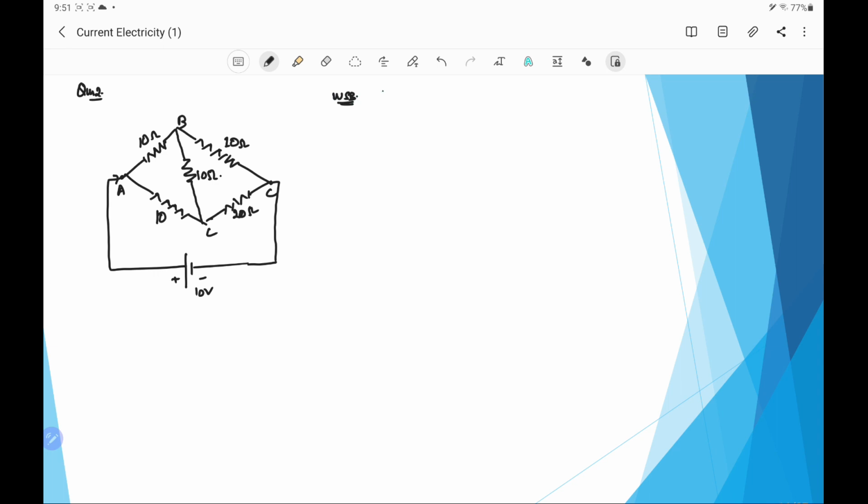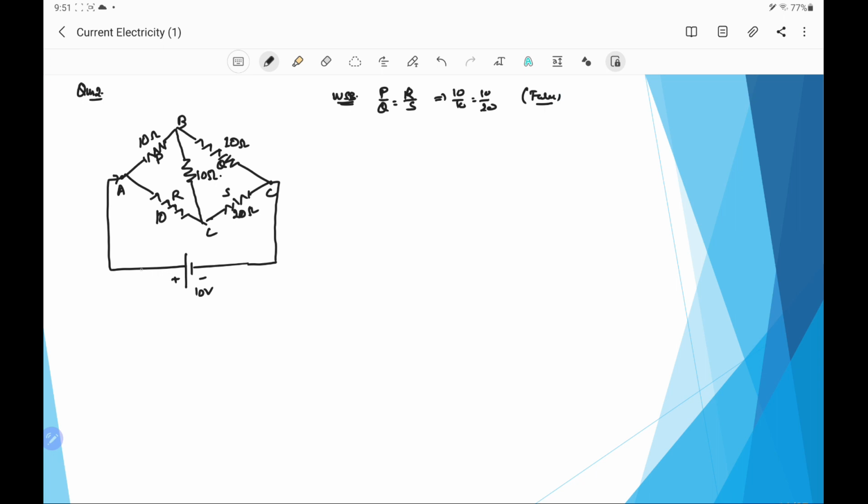So if we replace the resistance with values, P by Q equal to R by S, if P is 10 ohm, Q is 10 ohm, and this is R and this is S, we will find that 10 by 10 is equal to 10 by 20. And this is a false statement. So it means Wheatstone bridge is not satisfied. So we have to use the Kirchhoff's rule to solve this problem.